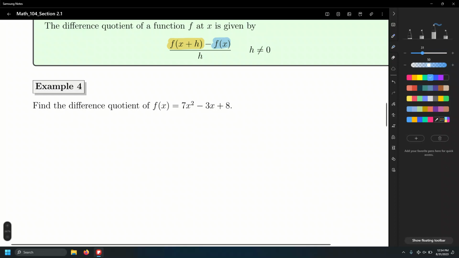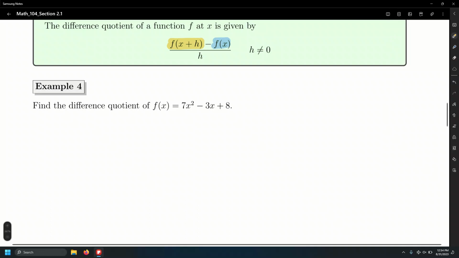Let's evaluate the f of x plus h first. So f of x plus h, that means wherever we see the letter x, I'm going to replace it with x plus h. All right, here we go. So that's going to be 7 times parentheses squared, that's going to be x plus h, minus 3 times the quantity x plus h, plus 8. So that's the setup.